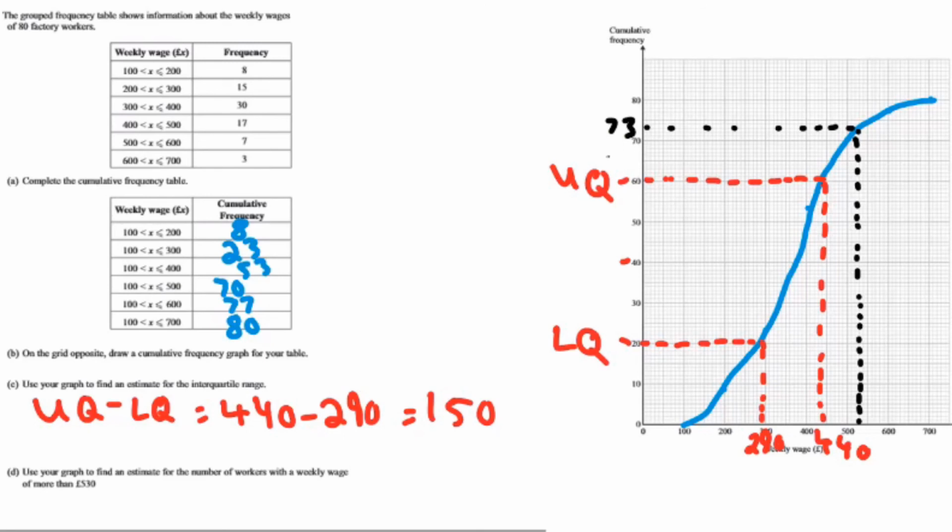Now, that 73 is 73 people with 530 or below, so more than 530 is going to be the total, 80 minus that 73, leaving us with 7 workers who are earning more than £530.